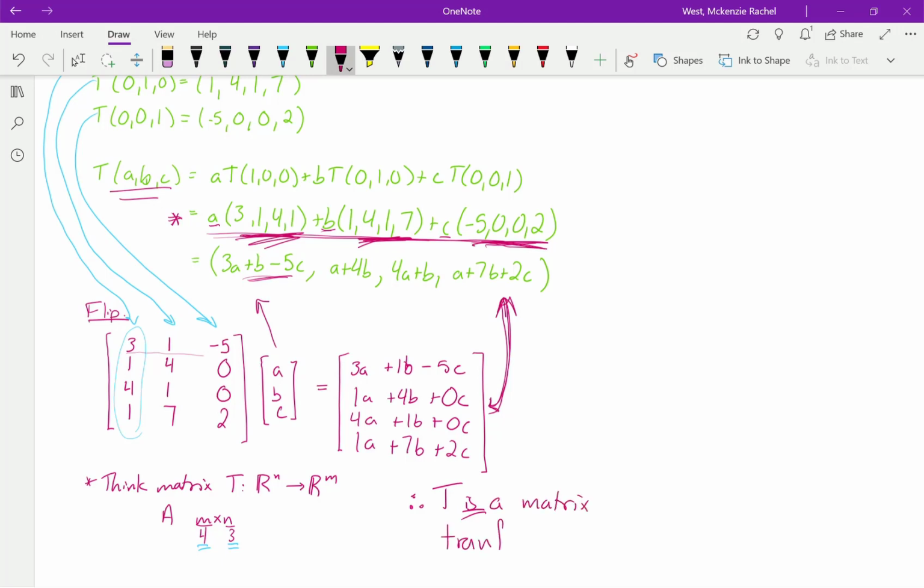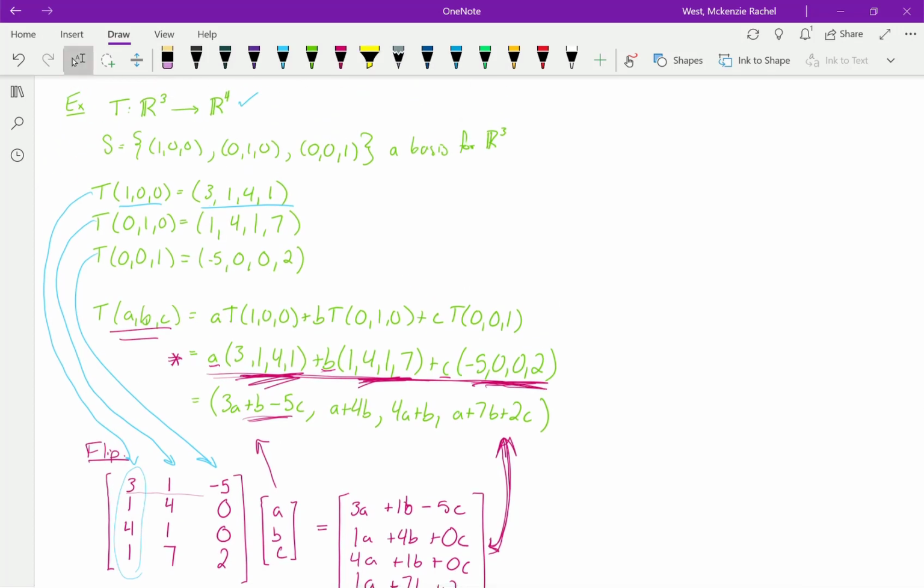And the cool thing we see out of this is that every single transformation from R^n to R^m, no matter what m and n are, is guaranteed to be a matrix transformation through this construction.